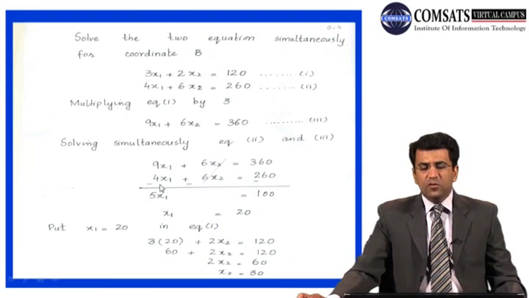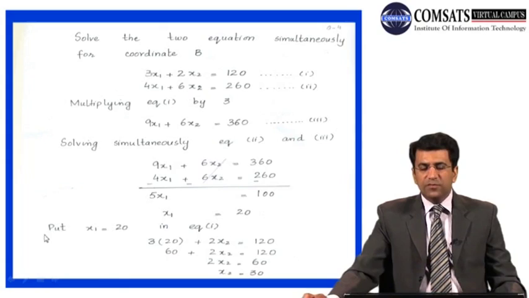When we subtract, the sign of the equation will be changed. This will be cancelled because it is 6x2 minus 6x2. This will become 9x1 minus 4x1, that is 5x1 is equal to 360 minus 260, which is 100. So if you divide both sides by 5, we will get the value of x1 is equal to 20. Similarly, if you put x1 is equal to 20 in either equation number 1 or equation number 2, we will get the value of x2.